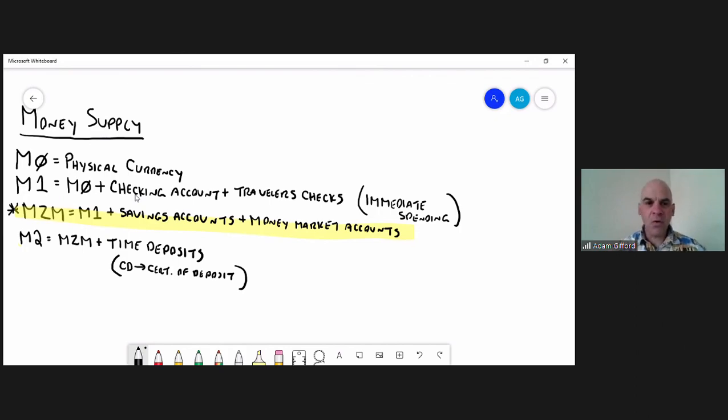MZM and M2 are extremely close in amounts. There's only a couple billion dollars in existence of time deposits. These are not that big of a deal. So that's the MZM. So that's how we measure the supply of money. Any questions on how we measure it before we look at the graphs and then we talk about how we increase the MZM?